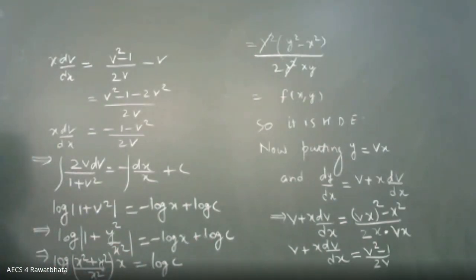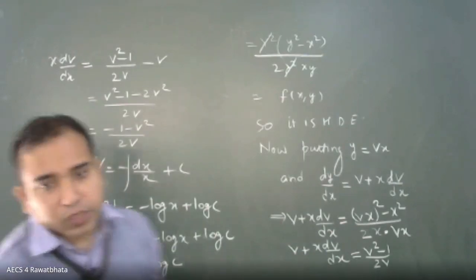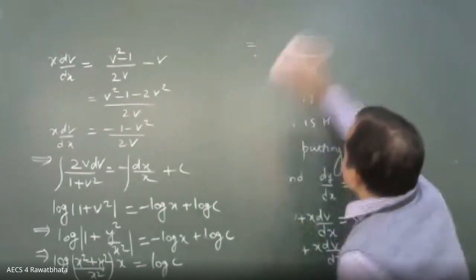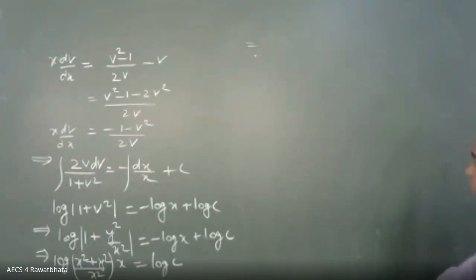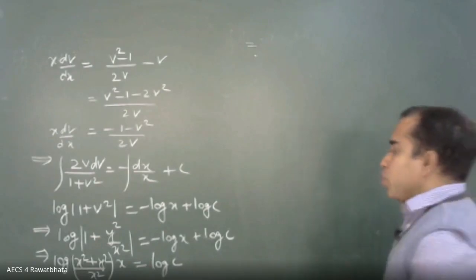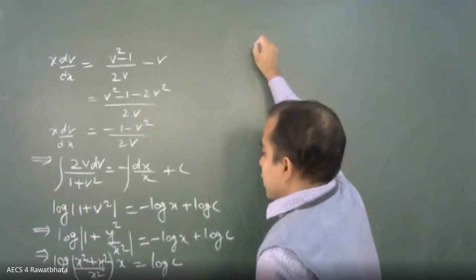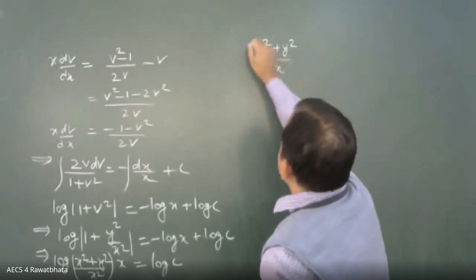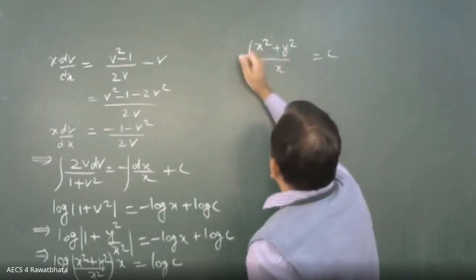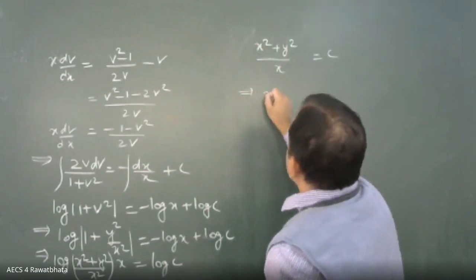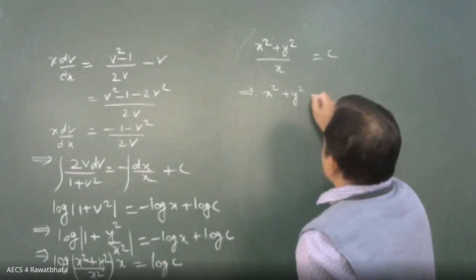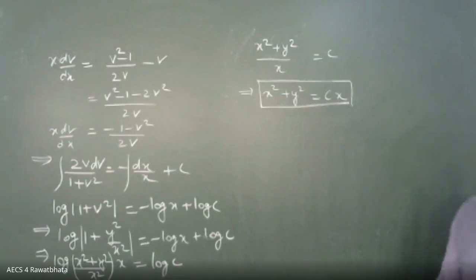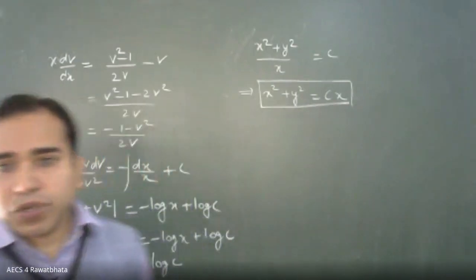Actually we are taking anti-log, right? Inverse function we are taking. So do not cancel it. It is not being cancelled. You're just taking the inverse function. So removing the log from both the sides, and this will be the final answer. So final answer is x square plus y square equal to cx. So you can check it, students.